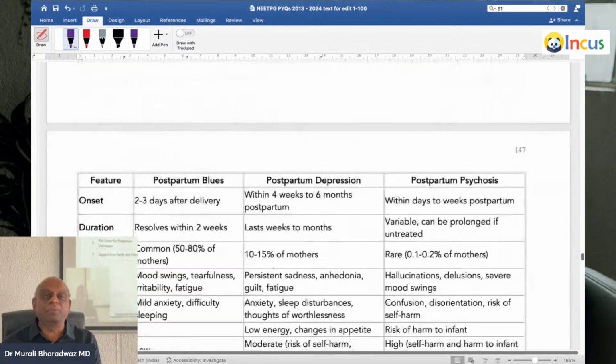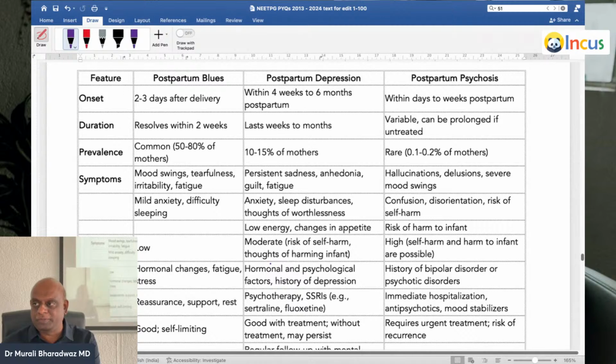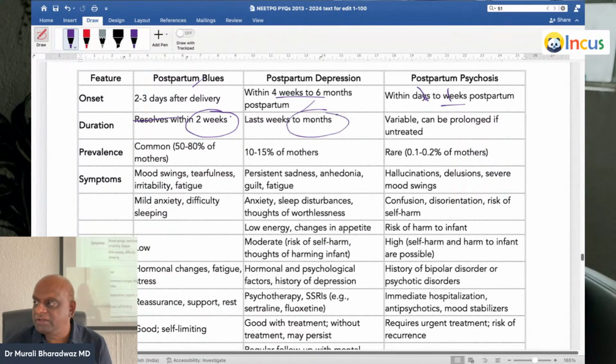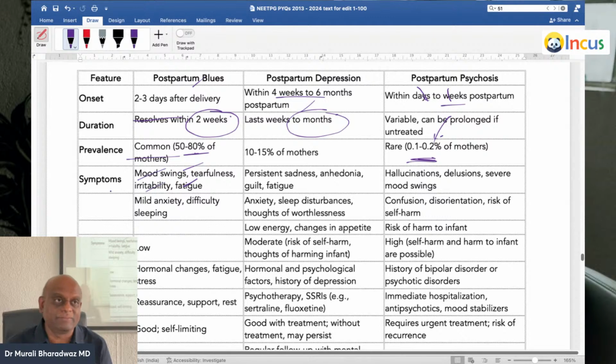So, postpartum blues versus postpartum depression versus postpartum psychosis. First, onset: 2 to 3 days after delivery is blues. 4 weeks to 6 months is depression. Within days up to weeks is psychosis. Blues resolve in 2 weeks. Depression lasts for months. Blues is very common, 50 to 80%. Psychosis is very rare, 0.1 to 0.2%. Symptoms: mood swings, tearfulness, irritability, fatigue.